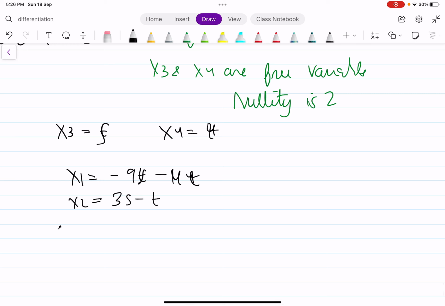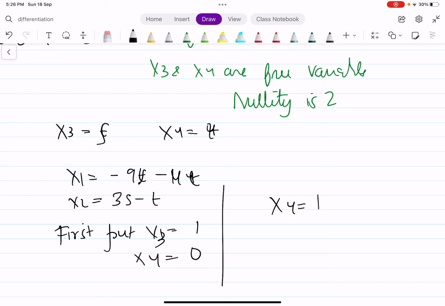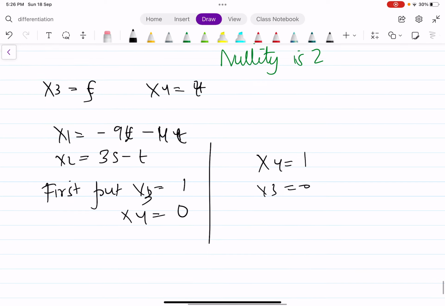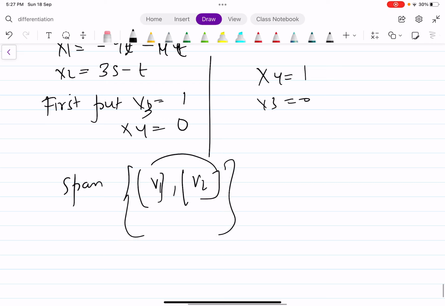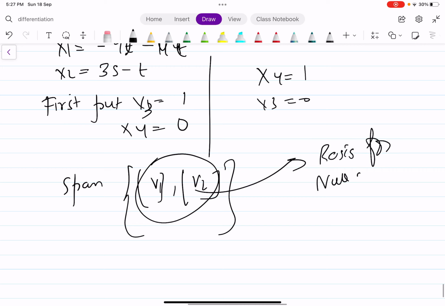Now what you do is, first you put x3 equal to 1 and x4 equal to 0, and you get one vector. And then you put x4 equal to 1 and x3 equal to 0, and you get another vector. These vectors v1 and v2 are basically the basis for the null space of A, and the span of the basis of the null space of A will give you the null space of A itself.